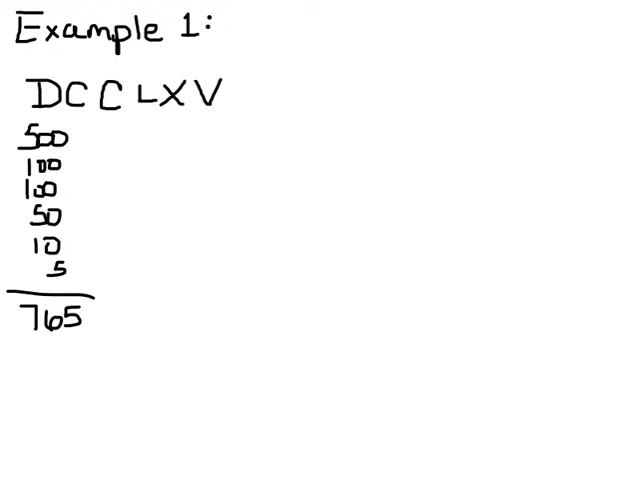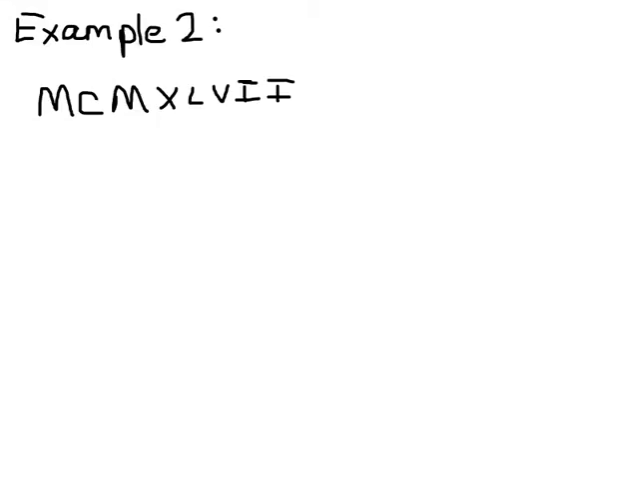Let's go to the next one. M we said is 1000. And we've got an M here, but we've got a C here. Now, C is less than M. So you remember the rule: if there's one that's lower and then one that's higher, you subtract the lower one on the left from the higher one on the right. So 1000 minus 100 would be 900. So these two together are 900.